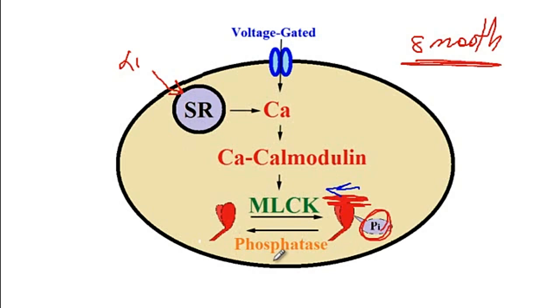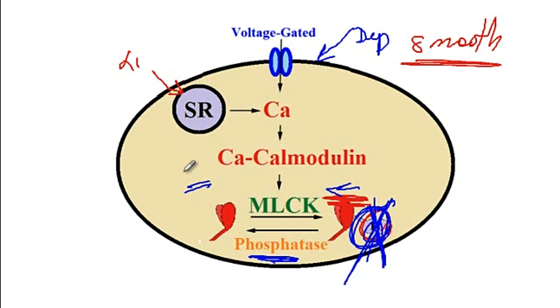And so once contraction is done, then the phosphatase enzyme will remove the phosphate, after which myosin head will now release the actin. So let's repeat that again. Depolarization causes influx of the calcium from extracellular space, while activation of alpha sympathetic receptors causes release of calcium from the sarcoplasmic reticulum. A calcium calmodulin complex is formed, which will activate the myosin light chain kinase. Myosin light chain kinase causes phosphorylation of a myosin head, after which, due to the phosphorylation, myosin head can now bind to the actin and cause contraction. And once contraction is done, phosphatase enzyme will remove the phosphate, after which the myosin head will release the actin.